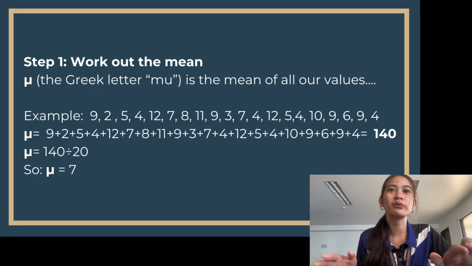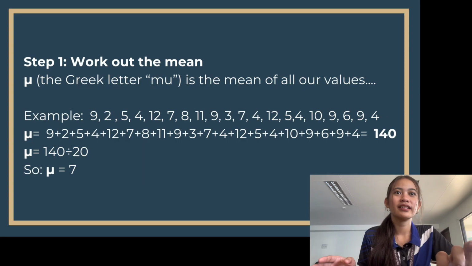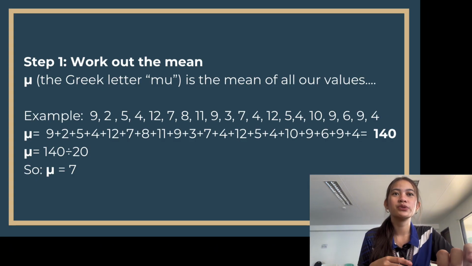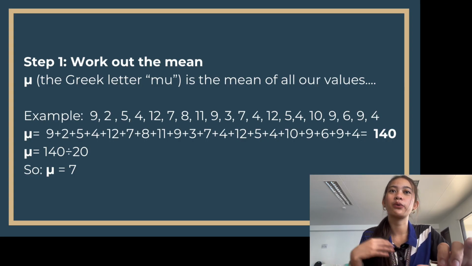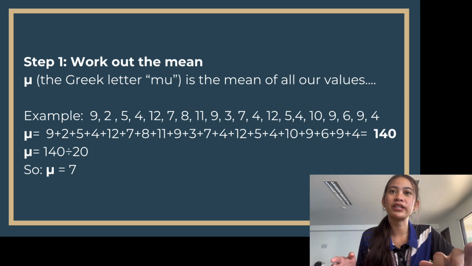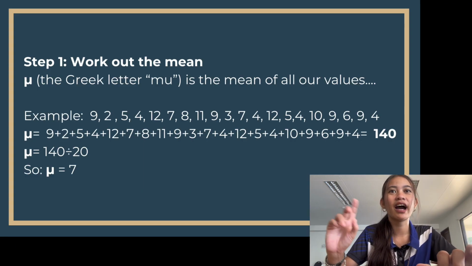Okay, so step 1, work out the mean. So this is the letter mu, the Greek letter mu, that is the mean, and that's the symbol. So example, it says here work out the mean. All you have to do is add these numbers and then you'll get 140. And then you're going to divide it by the total of the population, which is 20 rose bushes. So 140 divided by 20, and then your mean would be 7. So that's how you get the mean.